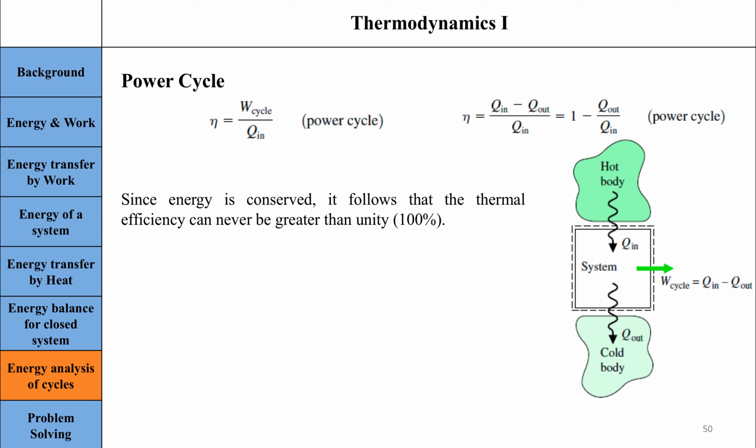But what we experience with actual power cycles is that the value of thermal efficiency is way lower than 100%. That means that all the energy that is being added to the system by heat transfer is not being converted into work. A portion of it is being discharged out to the cold body by heat transfer. Okay, so what does that mean? That the thermal efficiency of every power cycle must be less than 1.